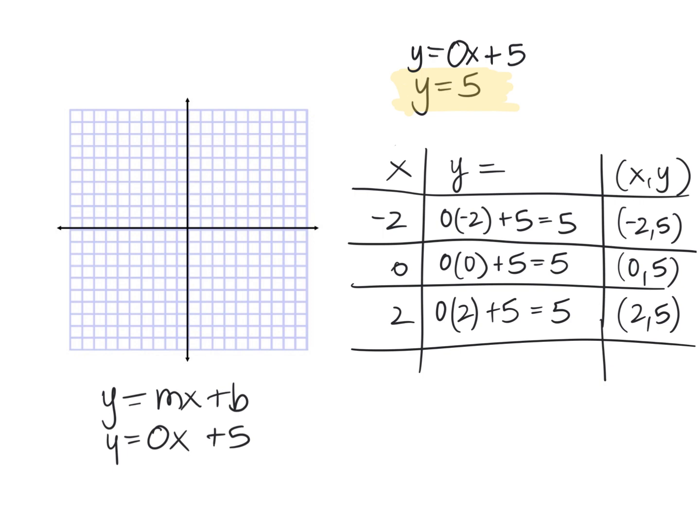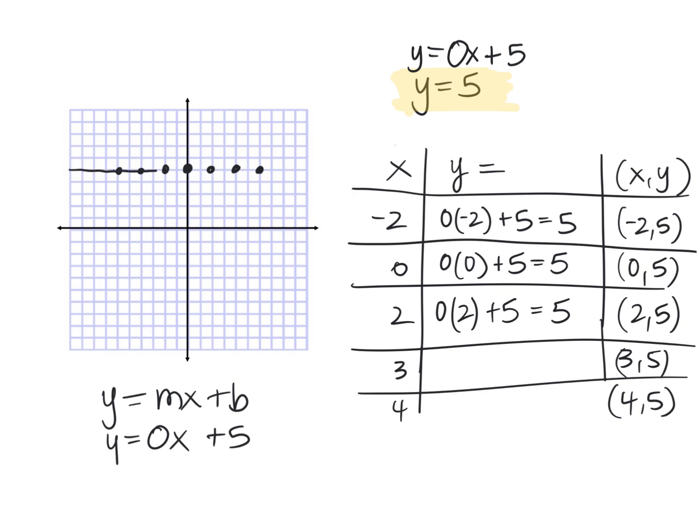Now what do you keep noticing? What is the y every single time? 5. So if I was really making a table, I could do this. I could be like, okay, if my x is 3, my y is automatically 5. Doesn't matter what I choose. If my x is 4, my y is 5. So whatever I choose, the y value is going to be 5. So if I'm going to graph that, I'm going to go -2 comma 5, 0 comma 5, 2 comma 5. Doesn't matter what I choose, my y coordinate is always going to be 5.